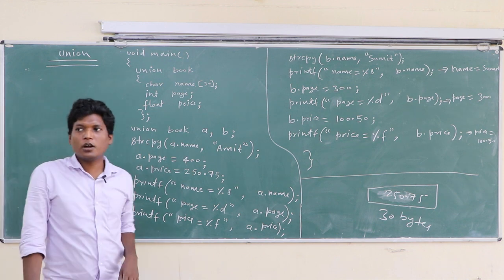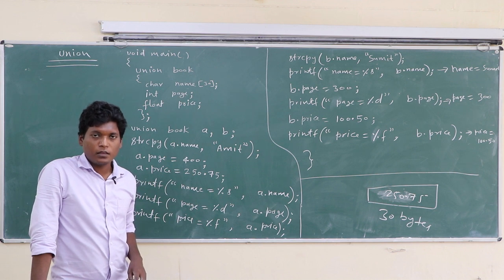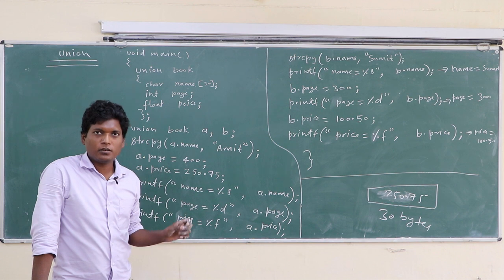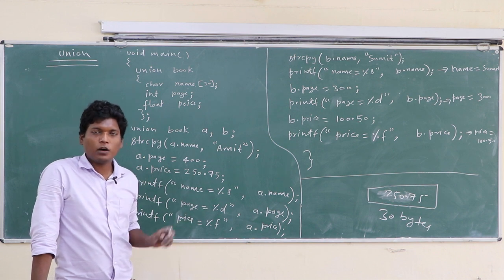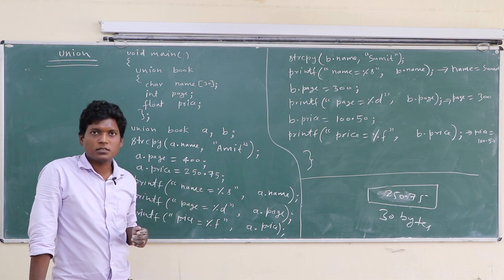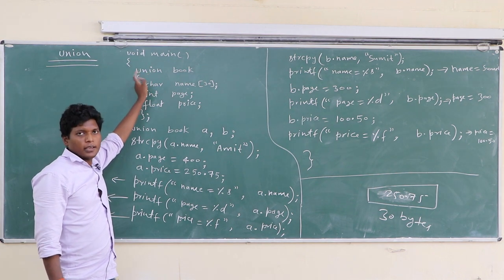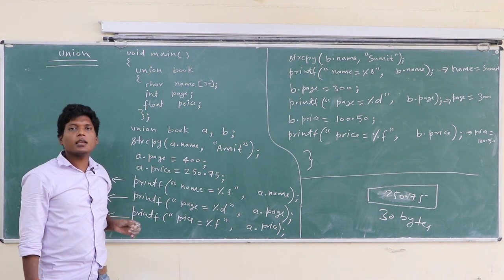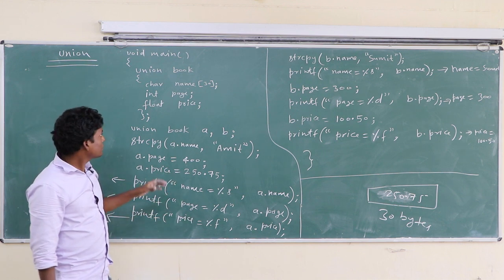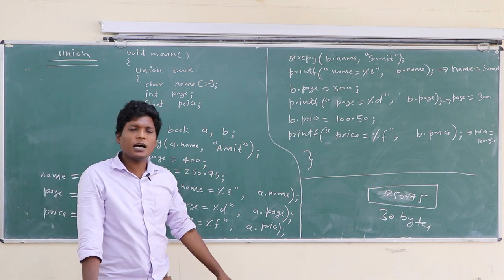Okay class, so in short, there is no difference between structure and union, except their memory allocation way, except how they allocate memory to their members. In place of struct we use union. In structure we use struct, in union we use union. The only difference is that. So this is the program, all things are the same.